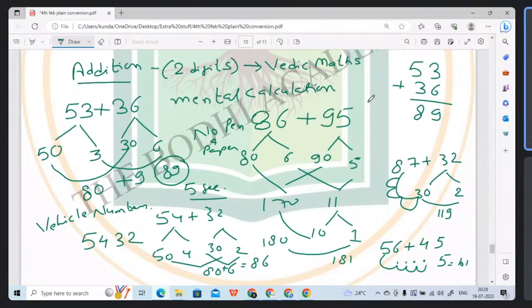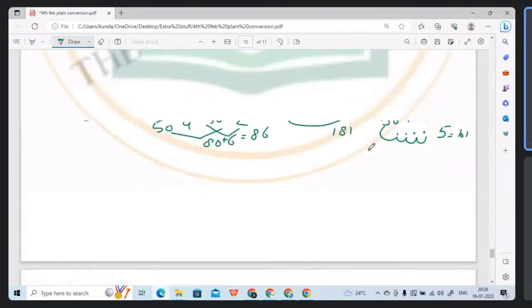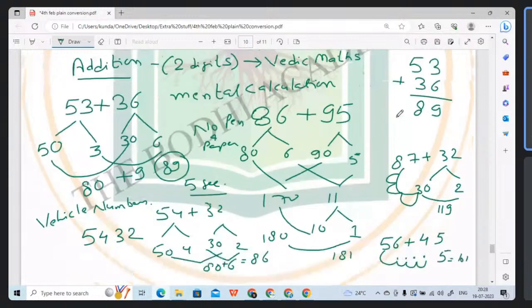Mental addition is a very, very important concept because this is the first step towards fast calculation. If you are good at this, slowly you will become good at the calculation part. Okay, this is how it can be done. Anybody who wants to write anything can write. In 30 seconds, I will move to the next part.